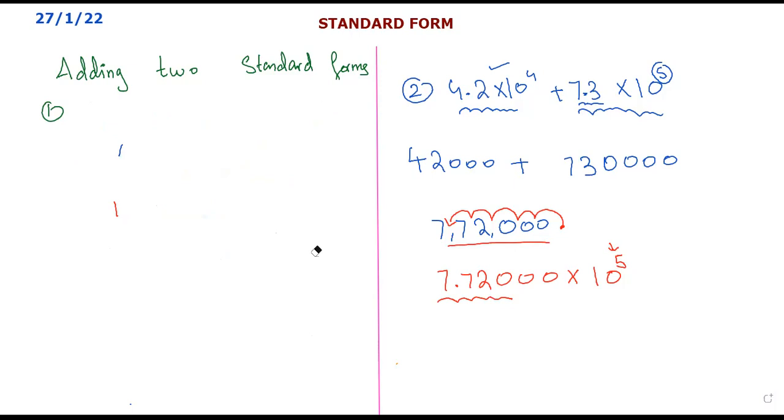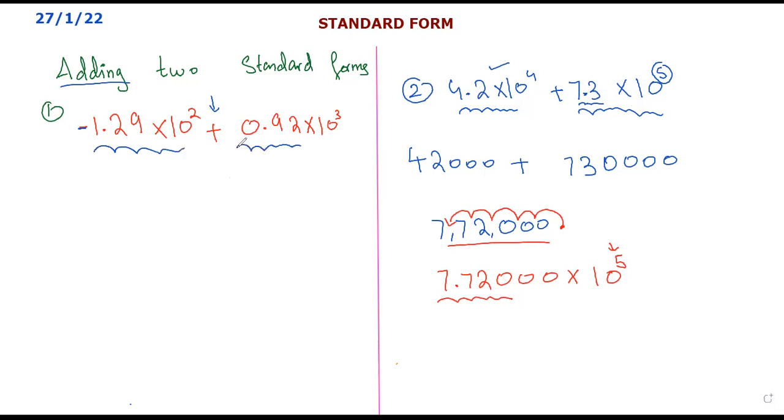All right, now we have minus 1.29 multiplied by 10 to the power 2 plus 0.92 into 10 to the power 3. Okay, now in this question, again, we are adding, but we see that the signs are different, but we'll talk about signs later on. First step is the same for every question. We need to add these two. We can't add them directly. We need to first convert these two numbers to the scientific notation just so things are easy for us.